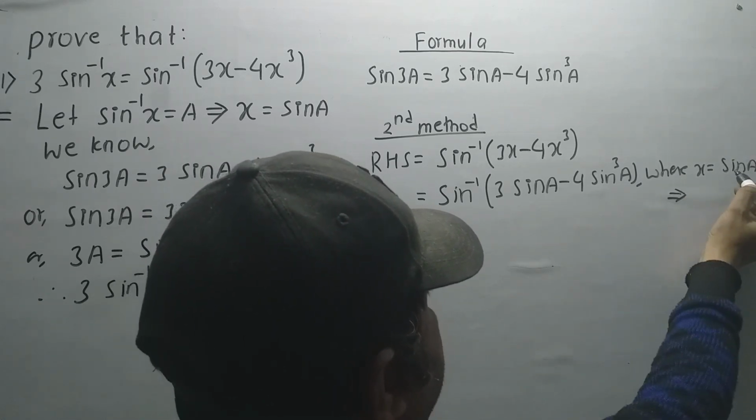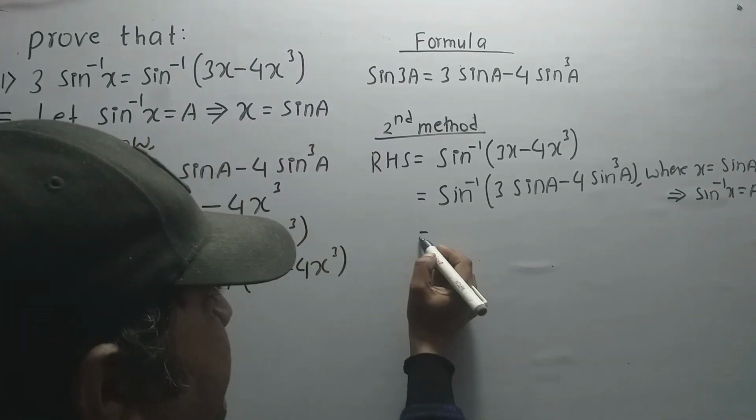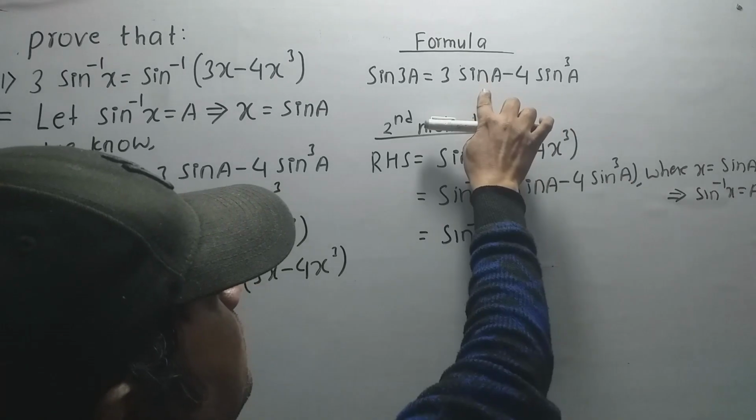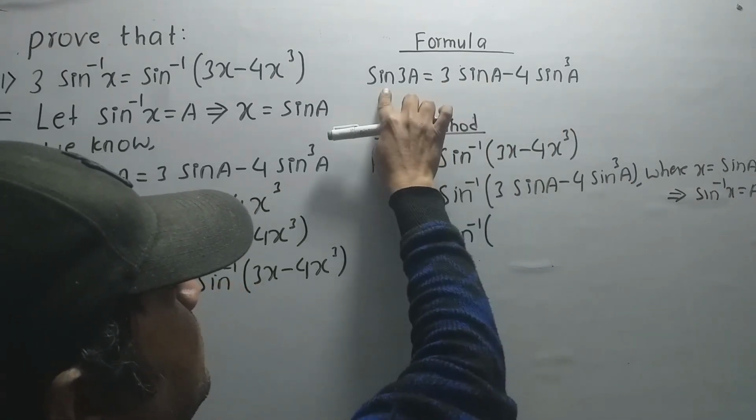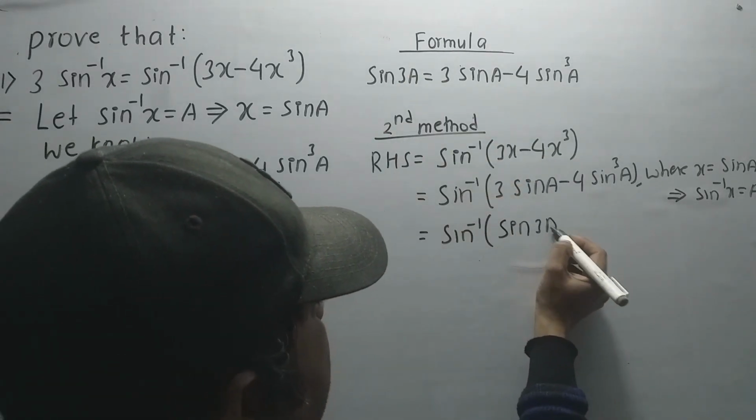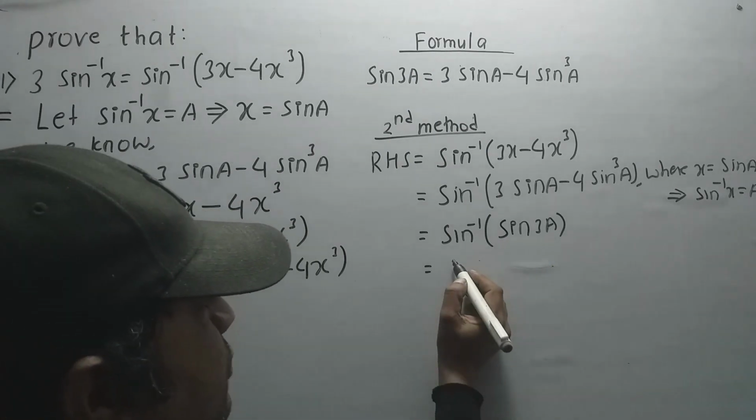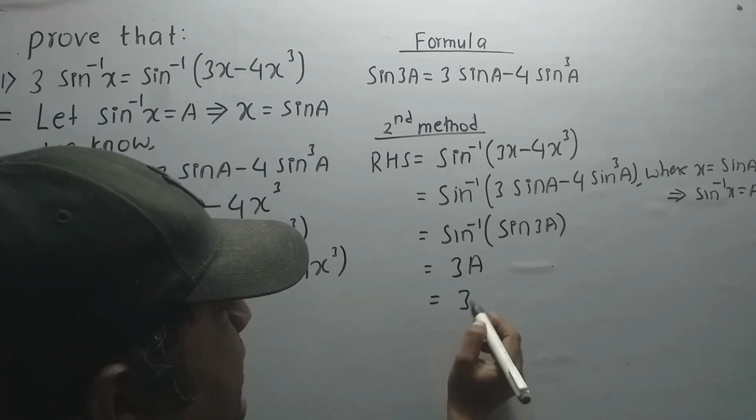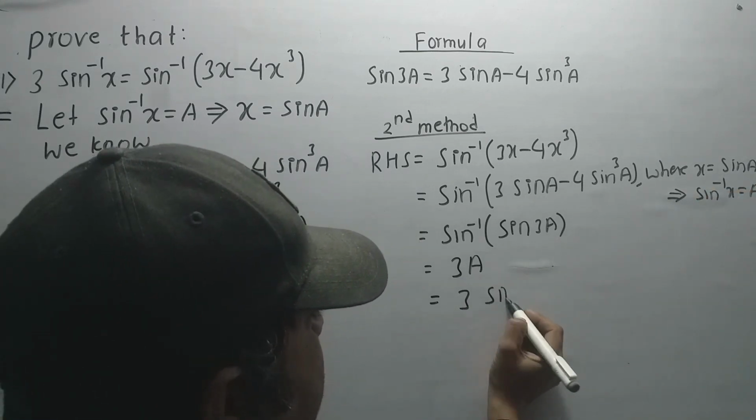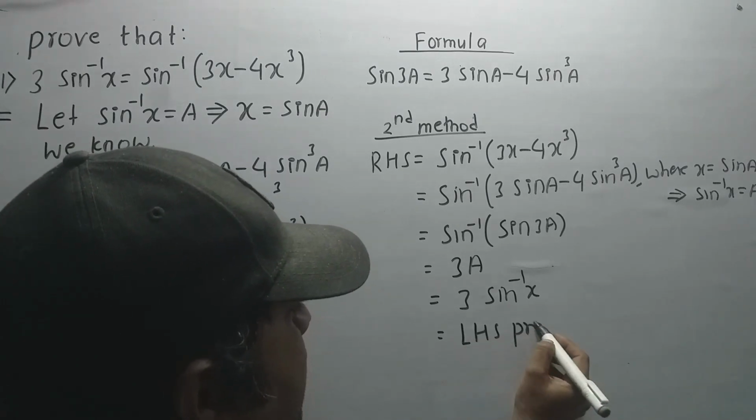It implies that, taking sine to the left hand side, sine inverse x equals a. After that, we have sine inverse of 3 sine a minus 4 sine cube a. You read this formula from right hand side to left hand side: 3 sine a minus 4 sine cube a is sine 3a. Now sine inverse and sine you can cancel; we will discuss the principal value later on. So here it is 3a. The 3 remains the same, and in place of a we have already worked out sine inverse x. So write 3 sine inverse x. This is our required left hand side, proved.